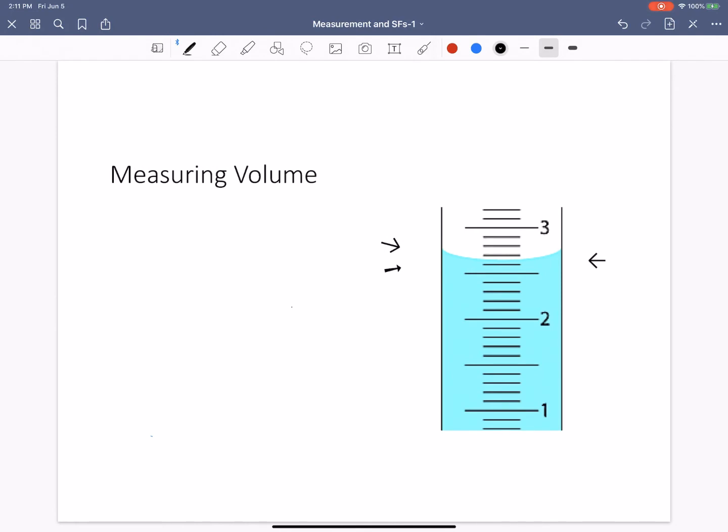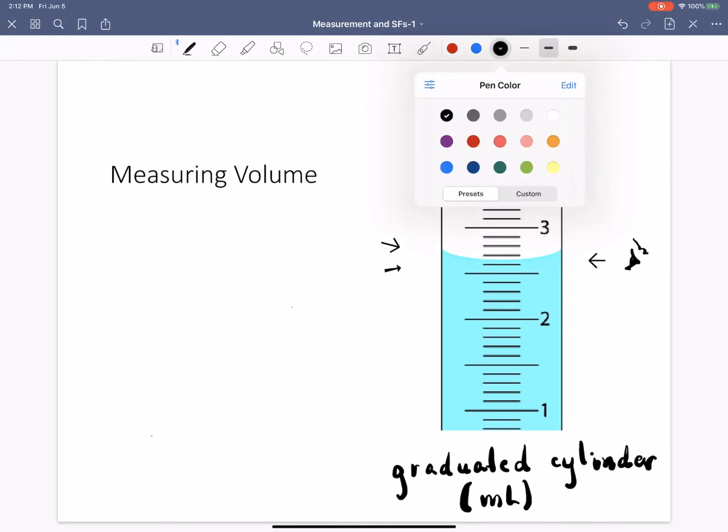When measuring volumes, we're also actually using a linear scale. Here I'm using a graduated cylinder. And a graduated cylinder measures volumes in milliliters. When I look at this graduated cylinder, I'm going to get my eye, there's my eye, right on eye level. So this is me looking at it. And I'm looking at the center where the meniscus is.